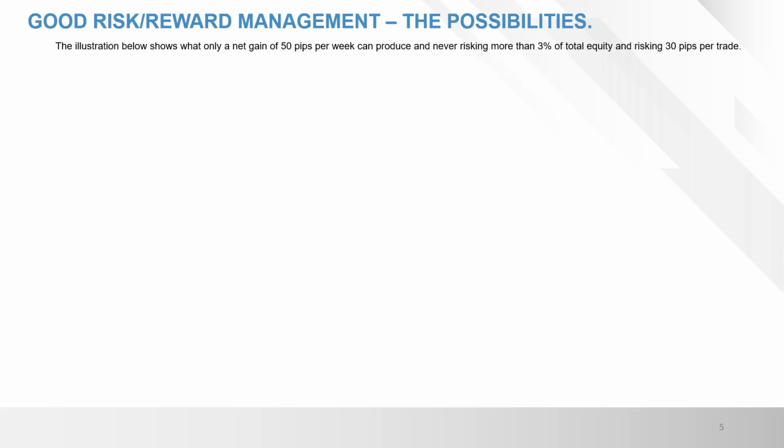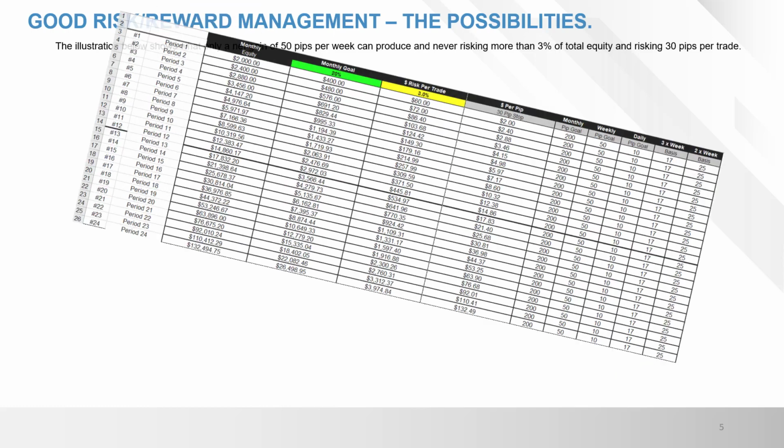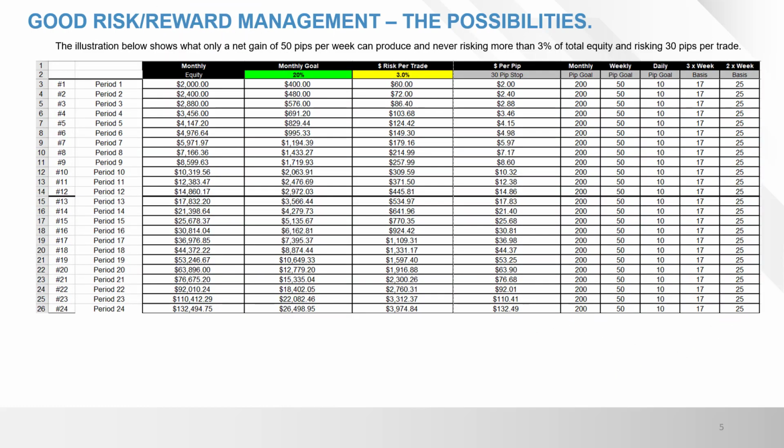The illustration below shows what only a net gain of 50 pips per week can produce, never risking more than 3% of total equity and risking 30 pips per trade. If you look at the illustrated chart, starting equity is only $2,000, and with a monthly goal of 20% of 2,000, which is $400, that will be your monthly target. And risking 3% of 2,000, which is $60, with a 30 pip stop loss and the value of $2 per pip, targeting 50 pips per week. That means you're targeting 200 pips per month.